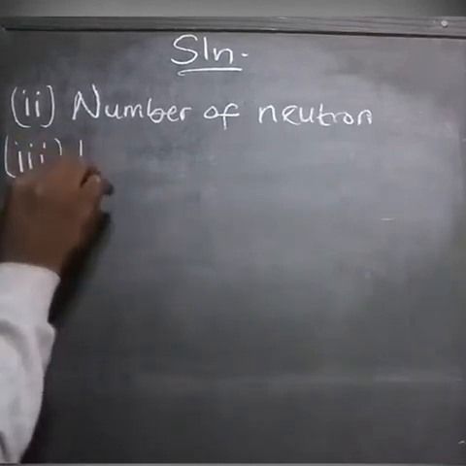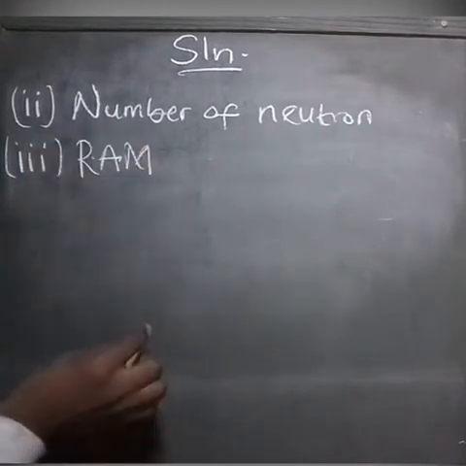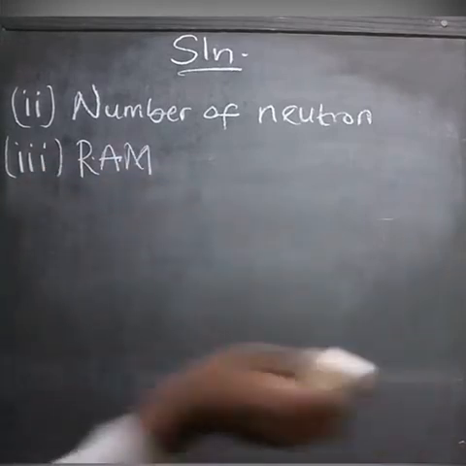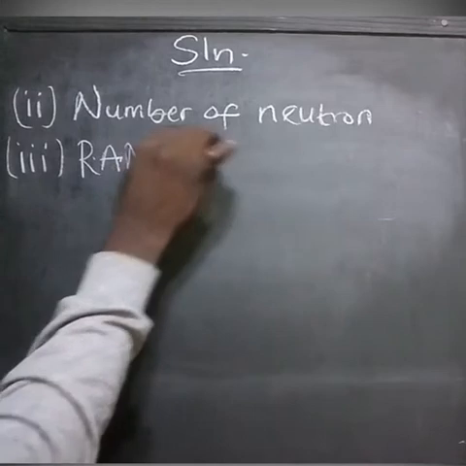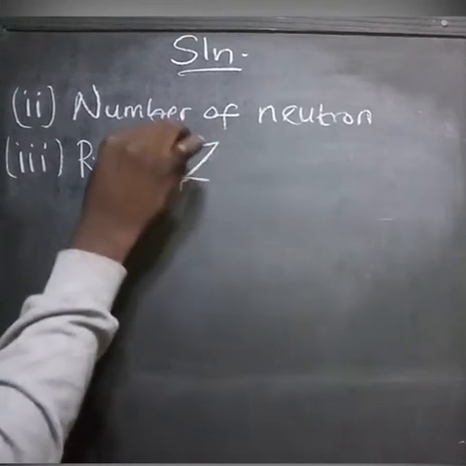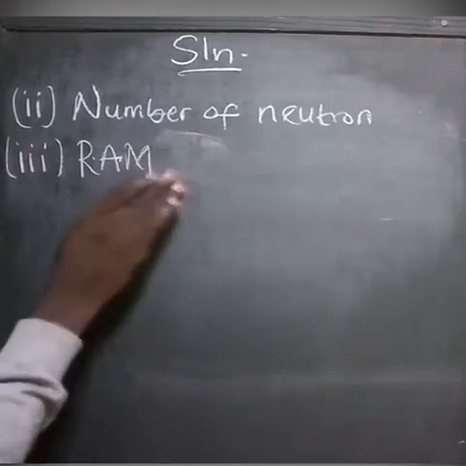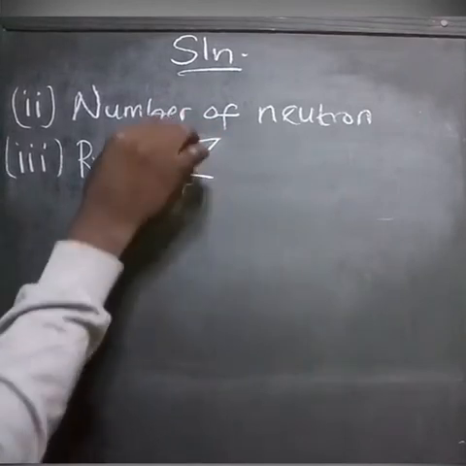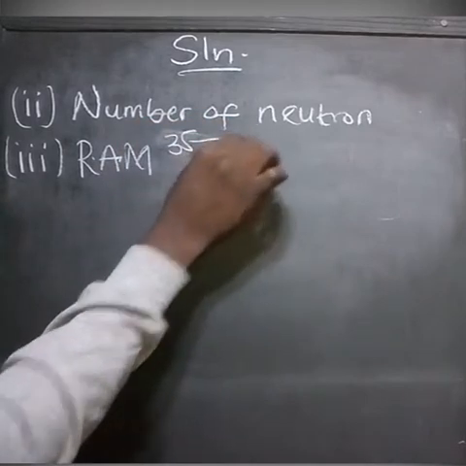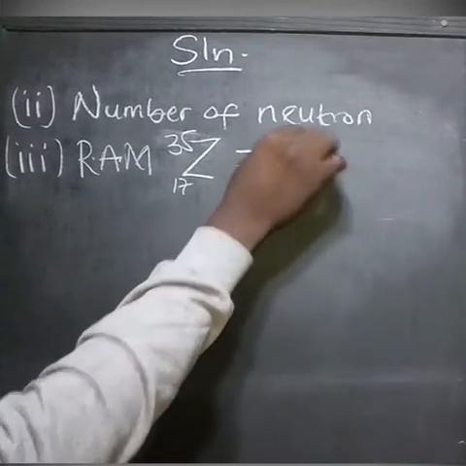said to calculate the relative atomic mass, that is relative atomic mass of Z, 17 with the mass number 35, with an abundance of 75%.